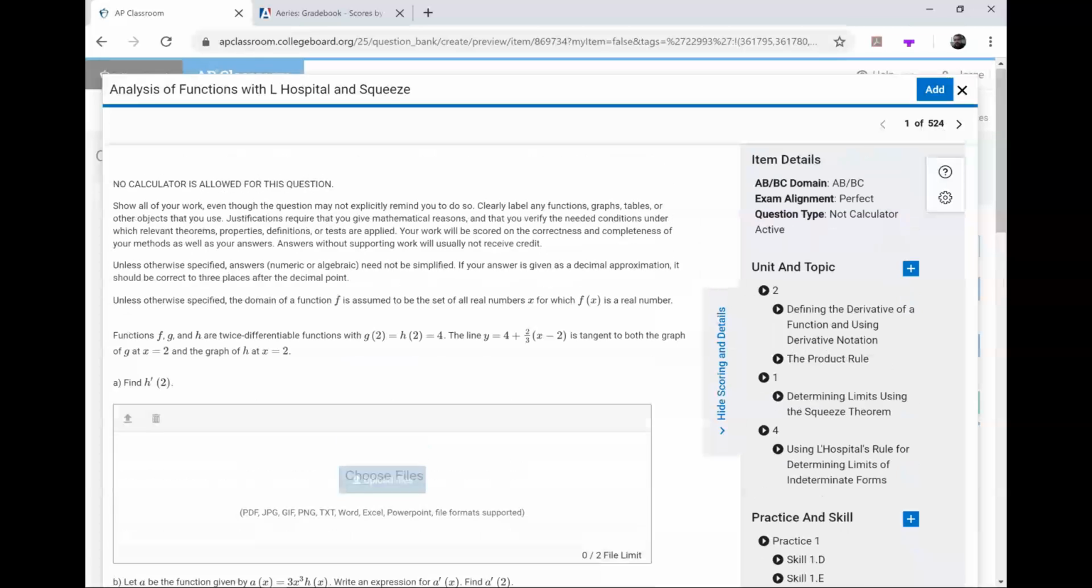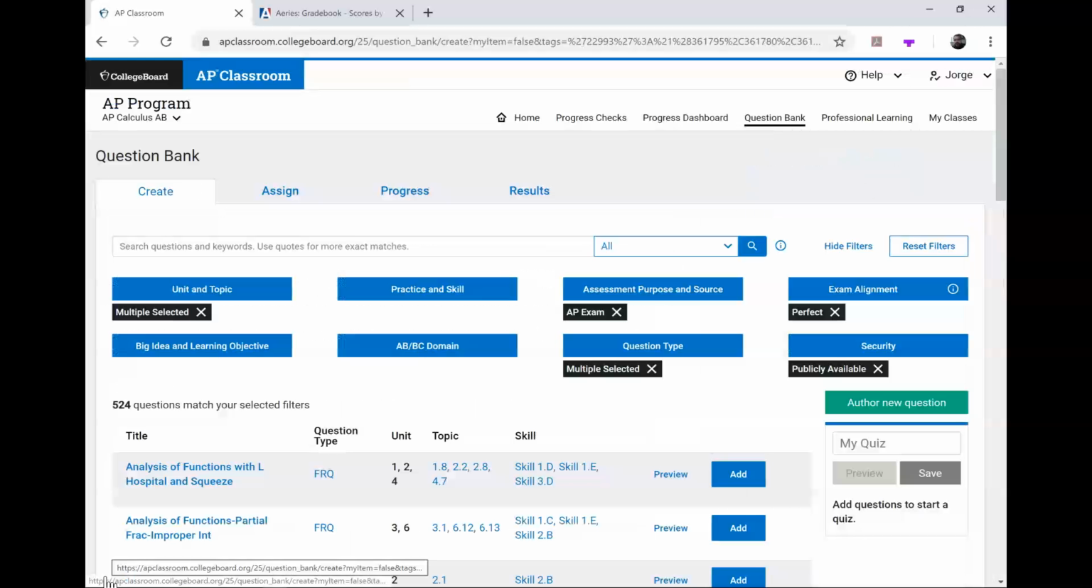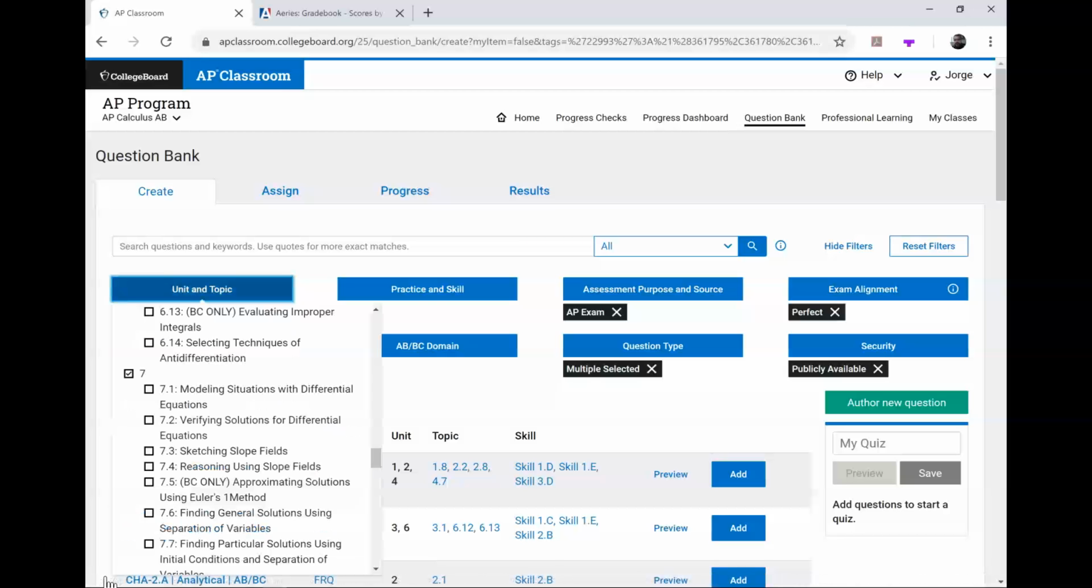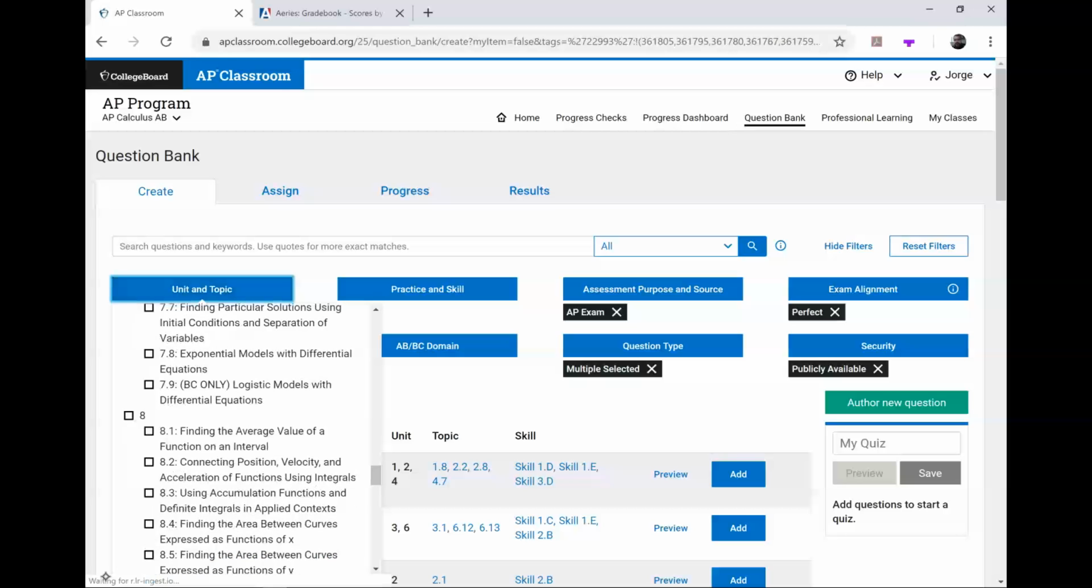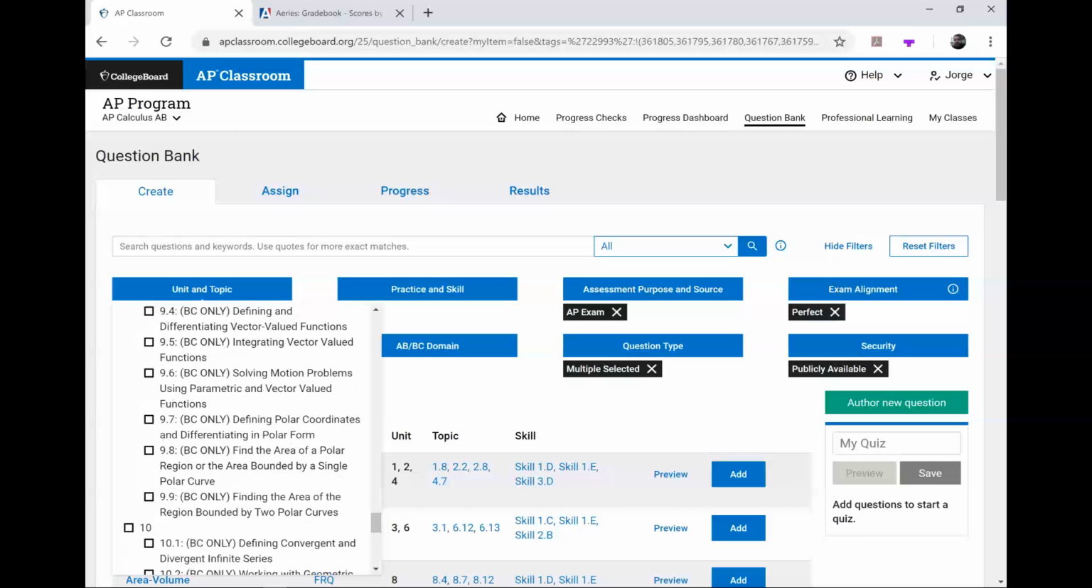So if you're in AB, then you can stop the video now. If you're in BC, you're going to keep going, because I just want to show you how to further specify your topics. So for Calculus BC, you have to include Unit 8. So we're going back to Units and Topic and include 8. And then they also include 5 topics in Unit 10. So we're going to go over to Unit 10.